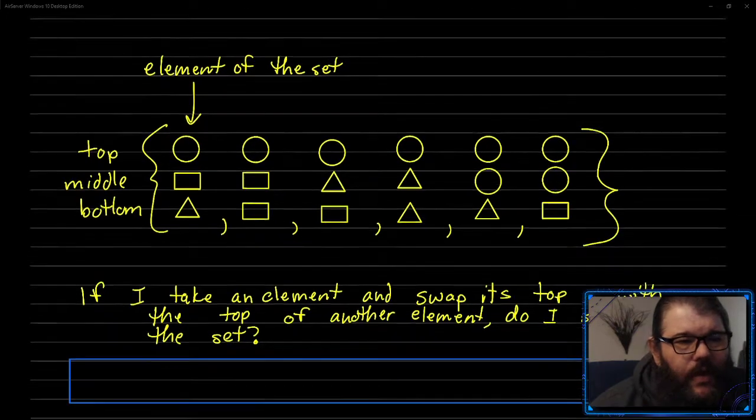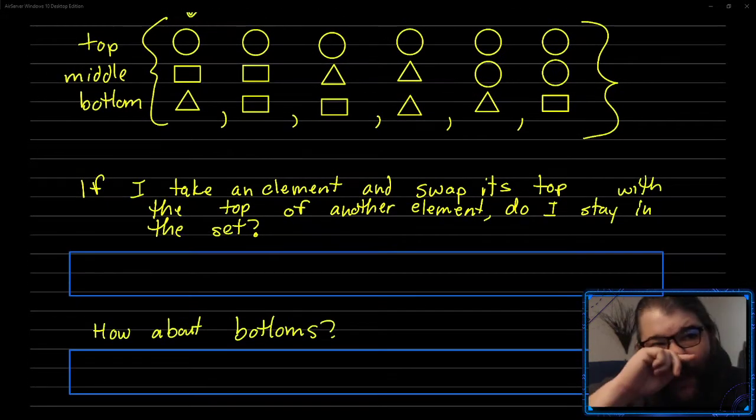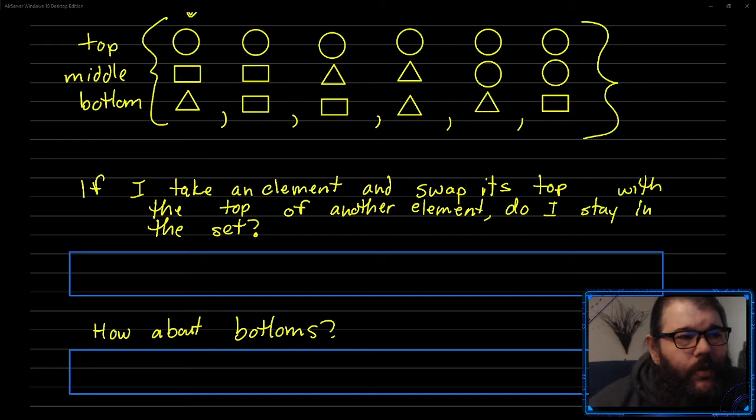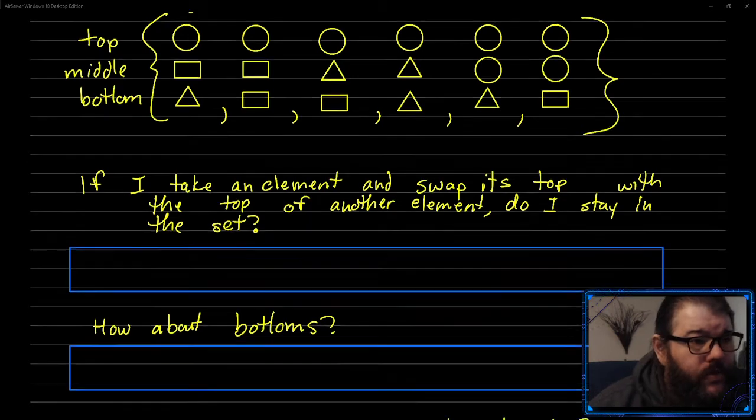So this is the swap top operation. We decided that was closed. How about if you swap any bottoms? Do you end up with an element in the set? Go ahead and pause, think about this, see if you can prove it. I think that one is also closed.